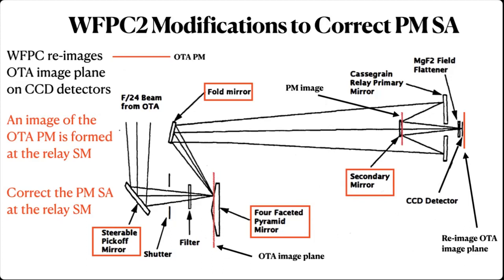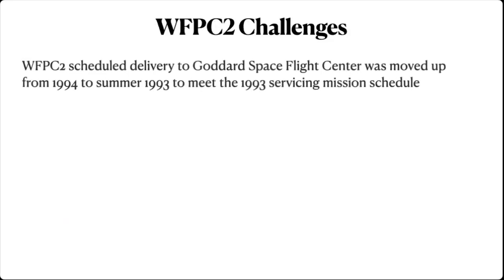And let me just, on this next slide, list all the engineering challenges. The first thing: the original Wide Field Planetary Camera 2, the copy, was scheduled to be delivered in 1994. However, in 1990, when the problem with the Hubble telescope was discovered, they moved that up to a delivery in the summer of 1993 to meet a servicing mission in December of 1993. So that moved the schedule up.